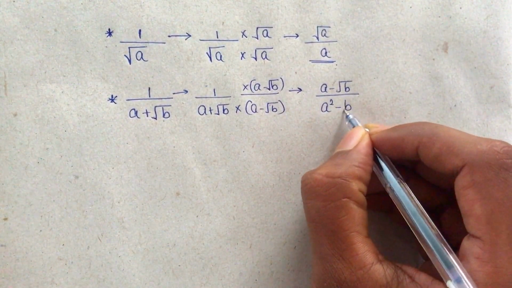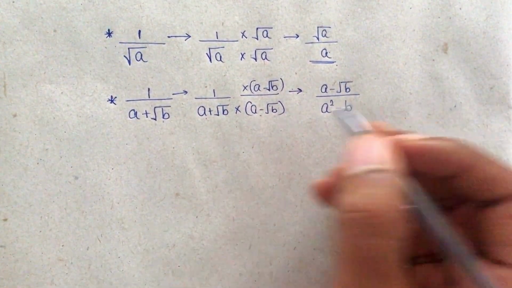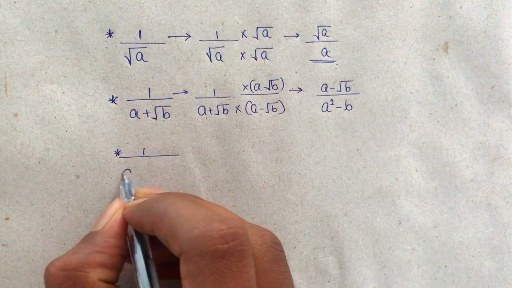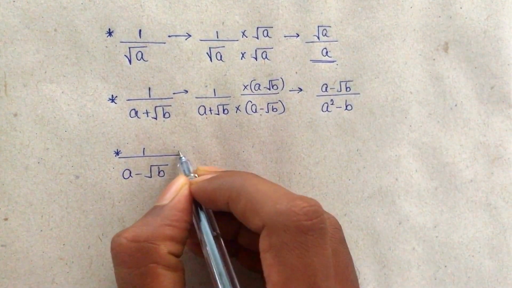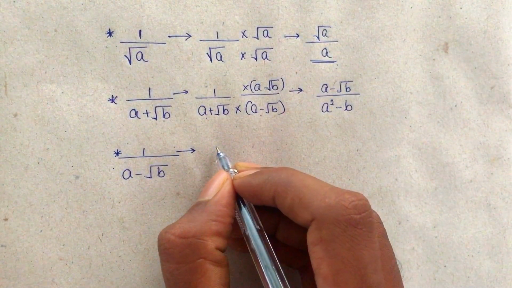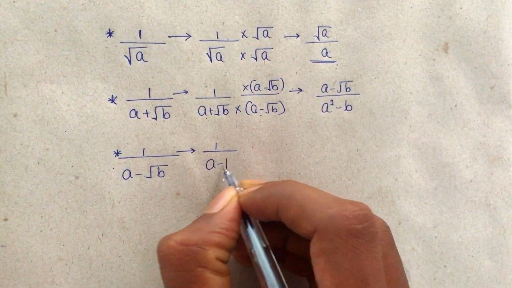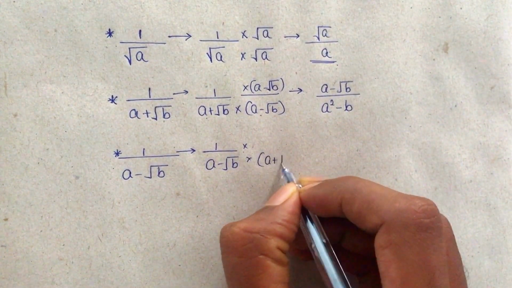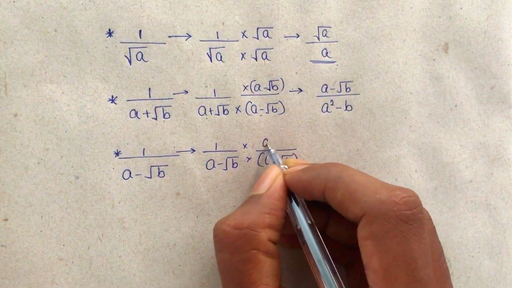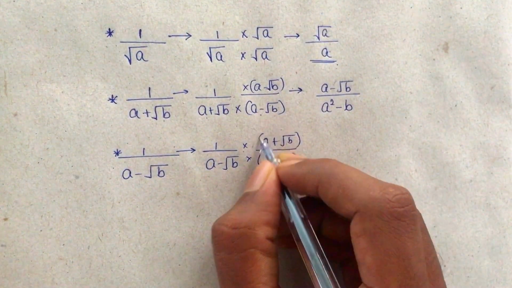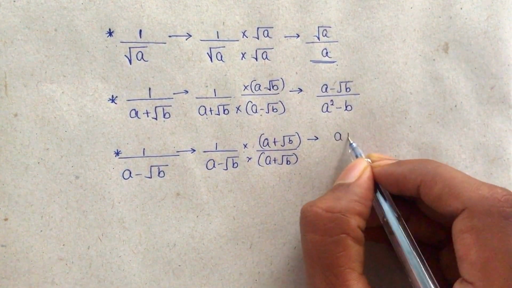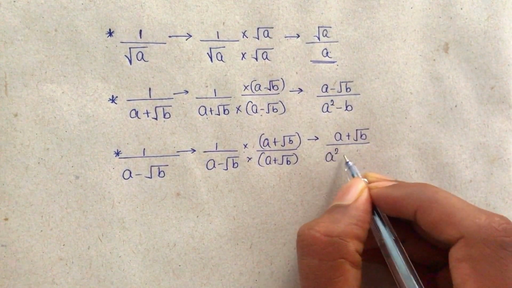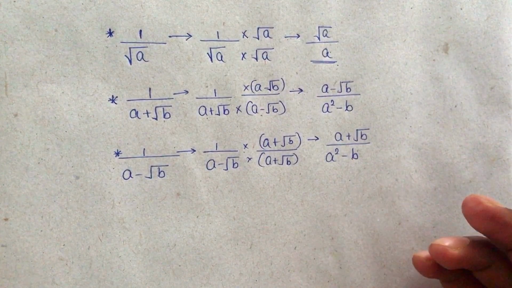In the same way, check the third case. It is 1 over a minus square root b. Then you need to multiply by a plus square root b, both top and bottom. Then we get a rational denominator. It is a plus square root b over a squared minus b. This fraction has a rationalized denominator. These are the major points you need to know about rationalizing.